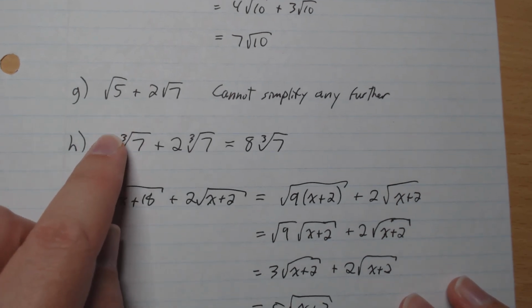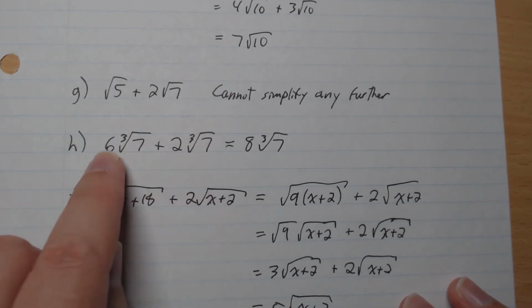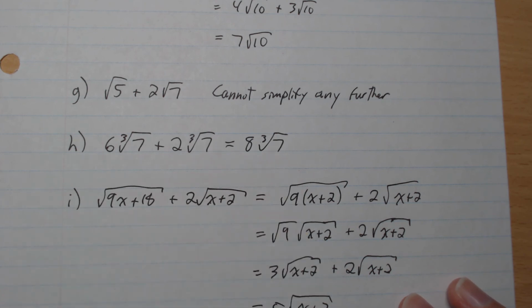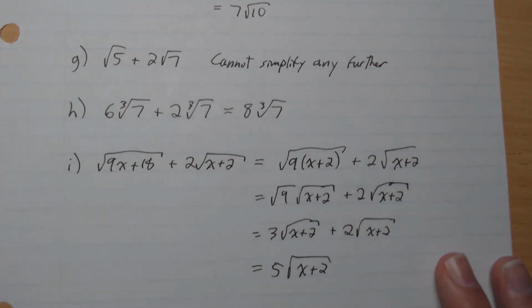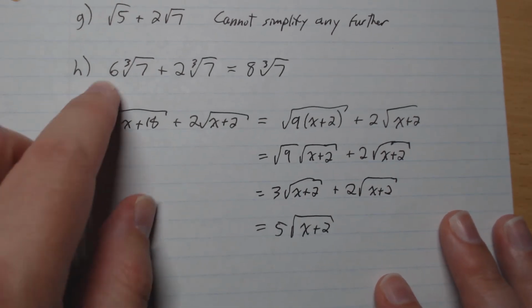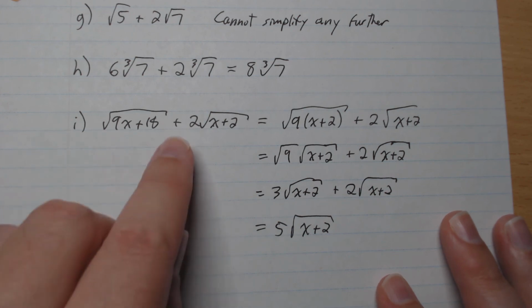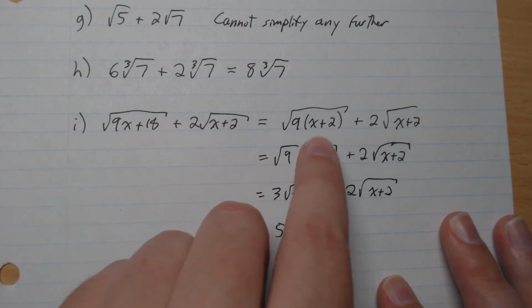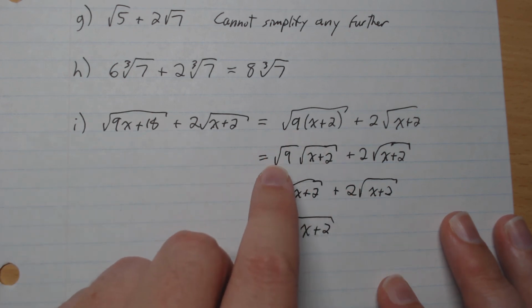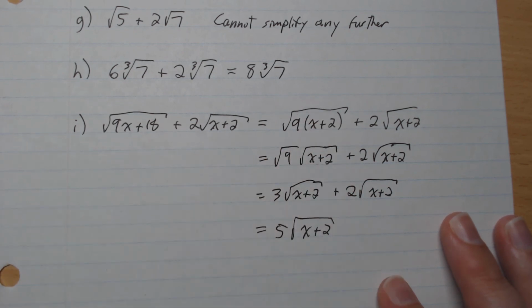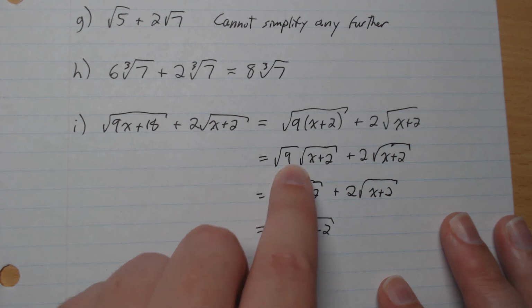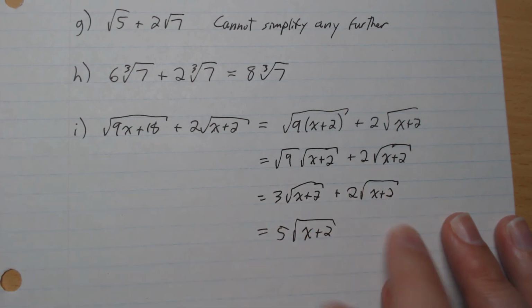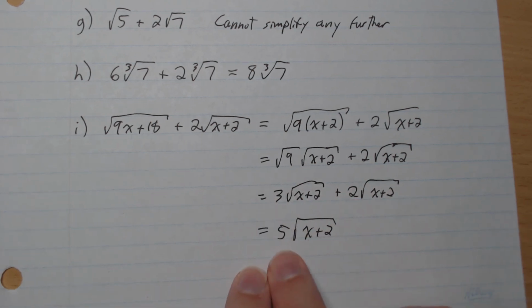H, 6 cube root 7 plus 2 cube root 7 gives 8 cube root 7. I, root 9x plus 18 plus 2 root x plus 2. Here we can factor out 9. This becomes root 9 times root x plus 2, which becomes 3 root x plus 2 plus 2 root x plus 2. And so this gives 5 root x plus 2.